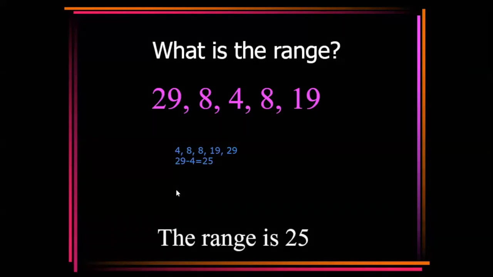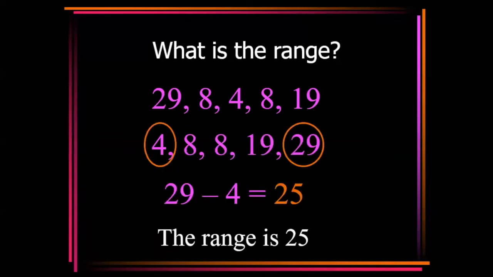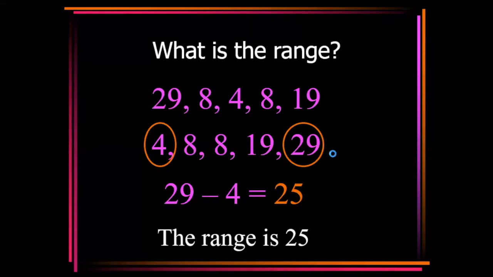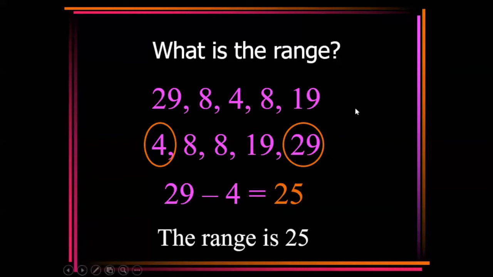Therefore, the range is 25. Okay, someone said there is a median. What is the median? Okay, good. And the mode is 8, good. I like that you all are applying what you already know to this example. You're telling me that 8 is the median and 8 is the mode. Good job.